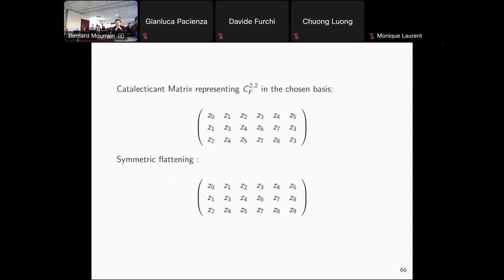I just rewrote the same thing. This is the matrix associated to the previous map, this is C21. This is the catalecticant matrix that represented the map before, and this is the flattening. They are exactly the same thing.